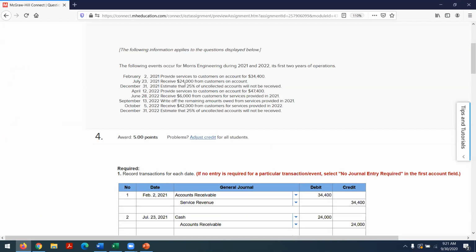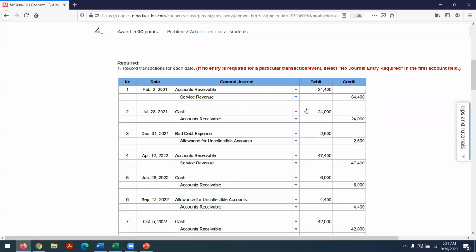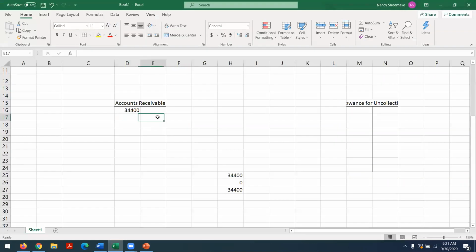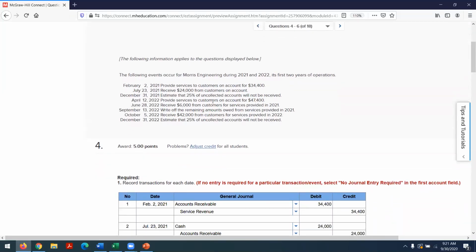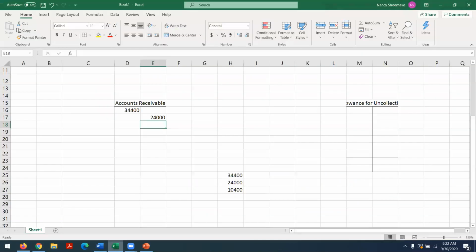Then it tells us we received $24,000 from customers on account. That means we would debit our cash for $24,000 and we would credit our accounts receivable for $24,000. Then it tells us here we estimate that 25% of uncollected accounts will not be received.